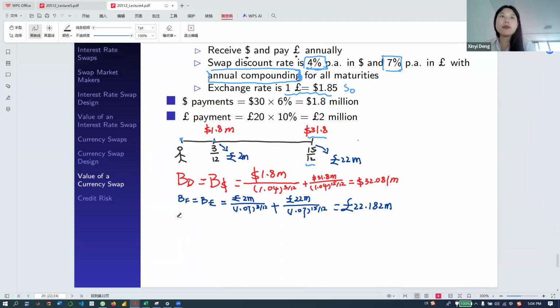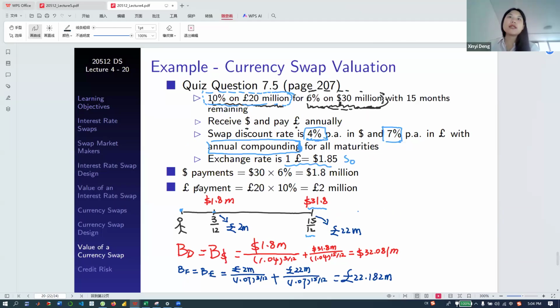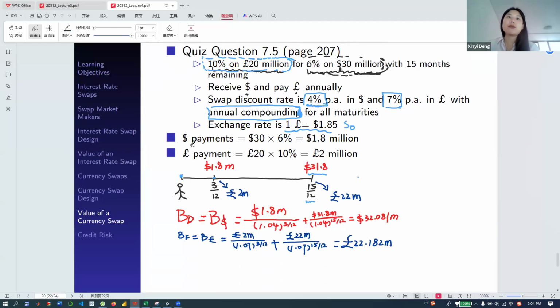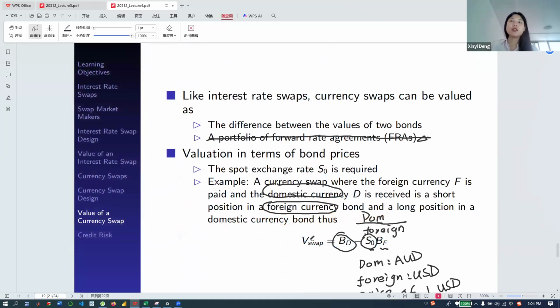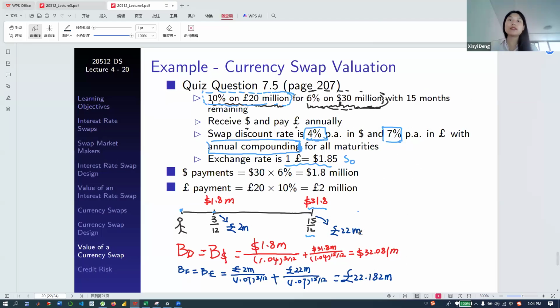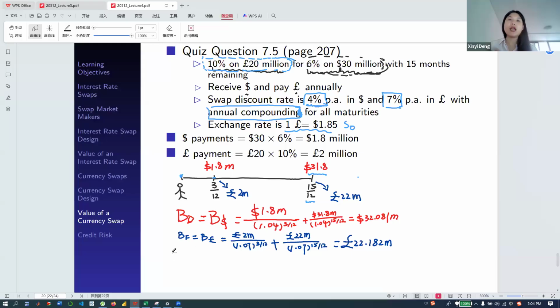So since here we are receiving the domestic currency, the USD, and we are paying out the pounds, we just directly use this formula from the previous slides. Which effectively means that we are longing the domestic currency bond and shorting the foreign currency bond.